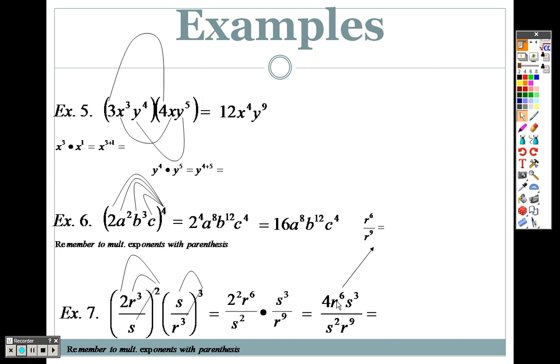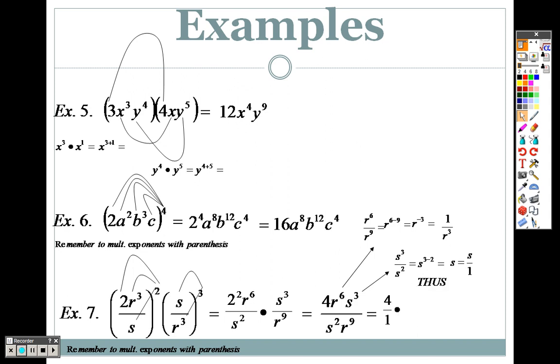But I have an r to the 6th and r to the 9th. Well, which one's bigger, top or bottom? The bottom is, right? So our answer is going to go on the bottom, r to the something on the bottom. When you do this, if you remember, 6 minus 9 is negative 3, so it'll be r cubed on the bottom. The s's are s cubed and s squared. Well, which one's bigger, cubed or squared? Cubed's bigger, which means the s is going to go on top. So 3 minus 2, according to our law there, is s to the first power. So it's like saying s over 1.